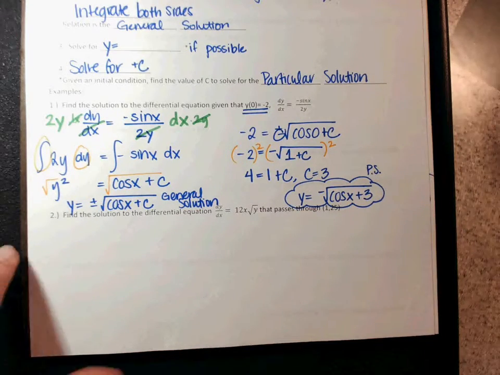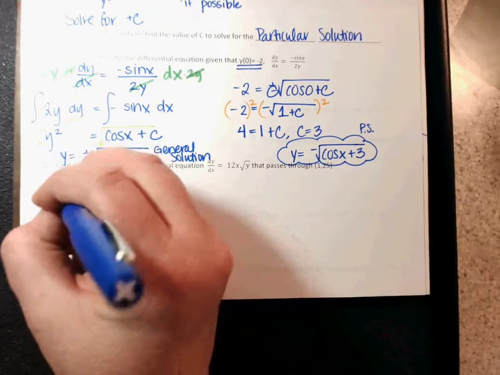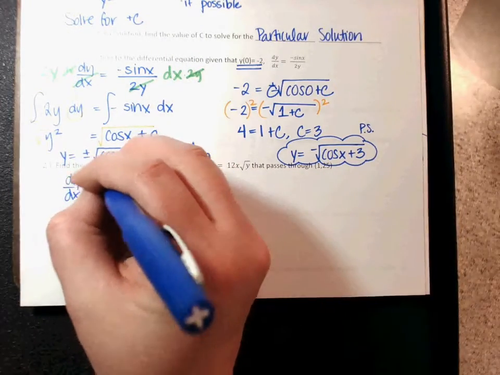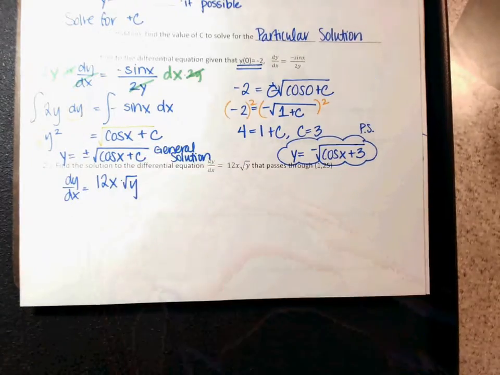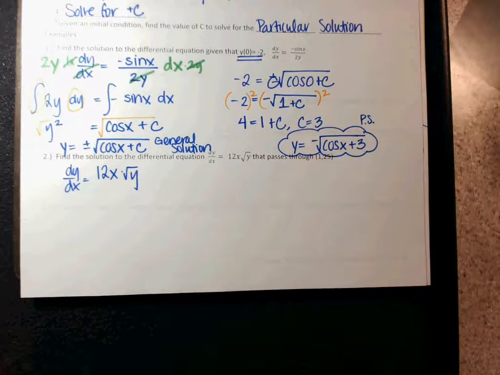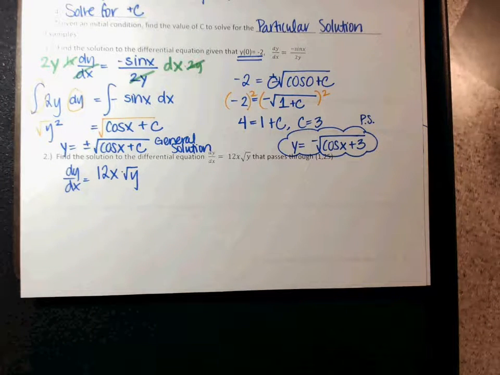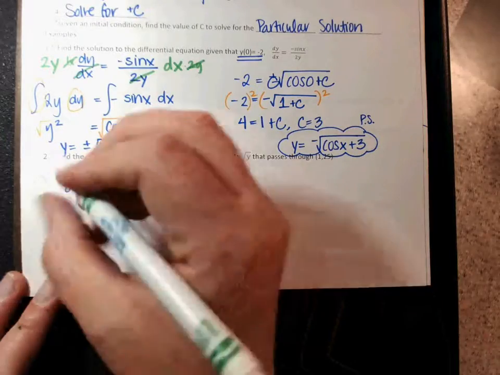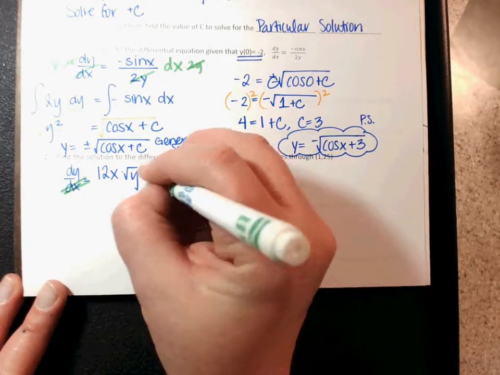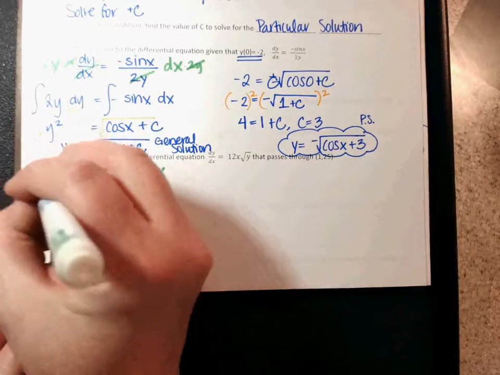Okay, look at the next one. It says find the solution to the differential equation dy dx equals 12x square root y. Now notice, I'm writing it where the 12x and the y are separated by multiplication. Now, if these are multiplied right now, where my square root y is on top, where will it end up when I move it to the left side? It's going to end up on bottom. So my dx, I'm going to cross it out and put it here. And my square root y, I'm going to cross it out and put it here.